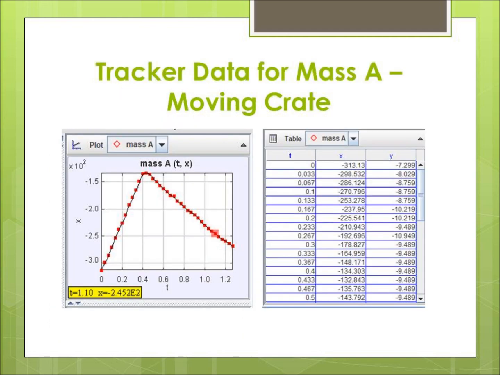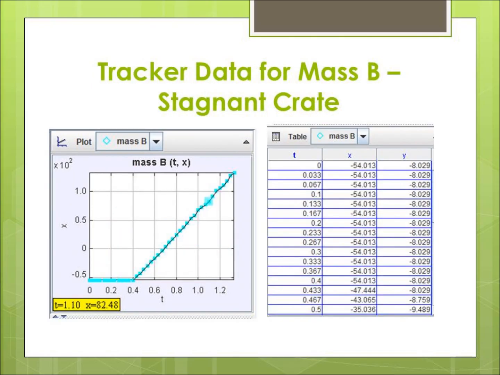My Tracker data for mass A shows the change in position over time before the collision and then after the collision. The positive slope represents the change before the collision, and the negative slope represents the change after. My Tracker data for mass B shows the change in position over time before and after the collision. The zero slope represents that there was no change in position over time before the collision, and the positive slope represents the change after.